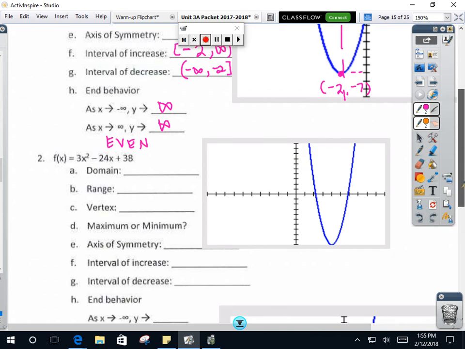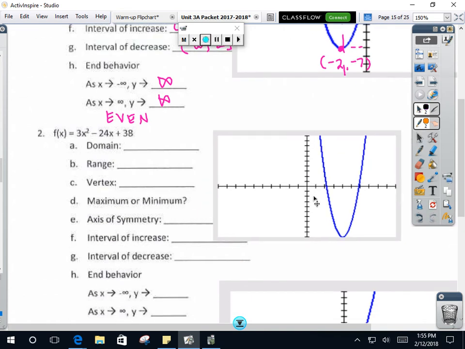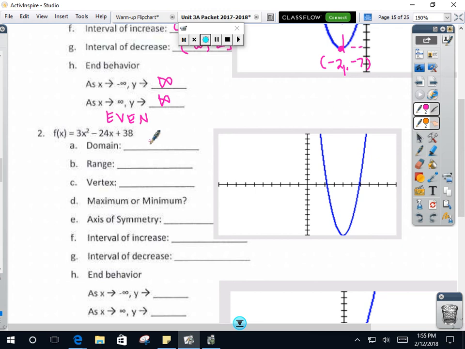Okay, for this one, number 2, let's do it from my picture. What's the domain? Left forever and right forever, so negative to positive infinity. What's the range? 1, 2, 3, 4, 5, 6, 7, 8, 9, 10. So it goes from -10, and then it goes up forever. The vertex, we now know that the y value of the vertex is -10 because I just counted it out. The x value of it is 1, 2, 3, 4.